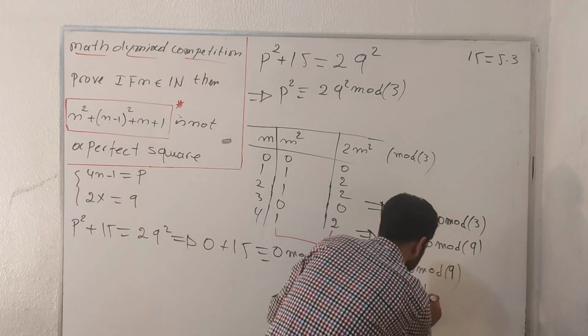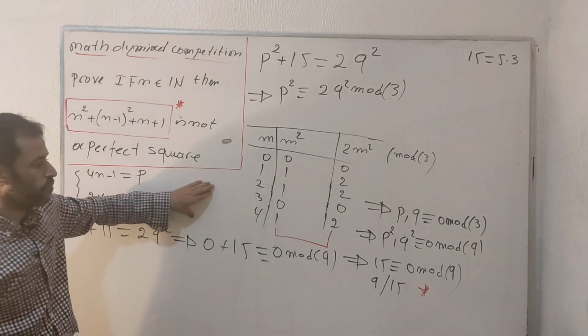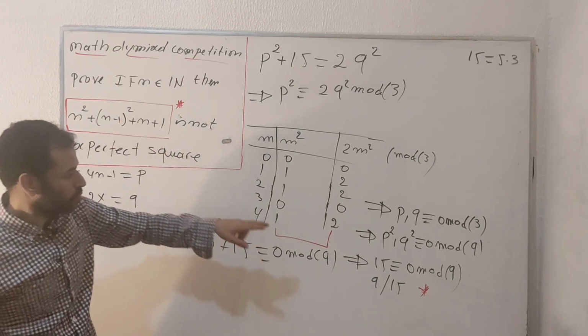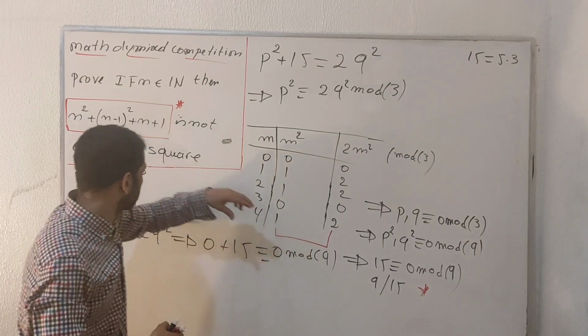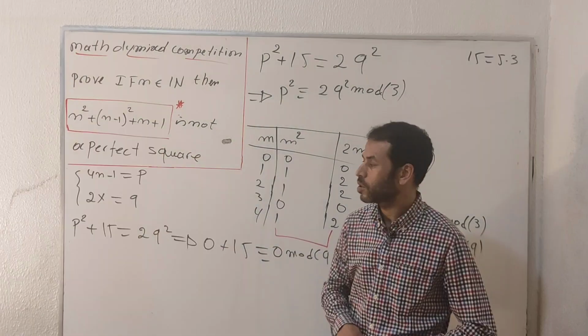So the assumption we considered before, that this expression is a perfect square, led to a contradiction, which means the original expression is not a perfect square. So I have done this problem.